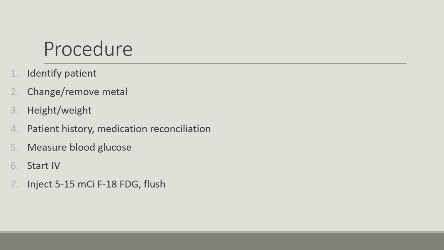Inject 5 to 15 or 5 to 20 millicuries of FDG, whichever is prescribed by your department, and then flush that IV really well. Typically 20 cc's is a good saline flush. Make sure that all of that FDG came out of the catheter and is not hanging up in the catheter.